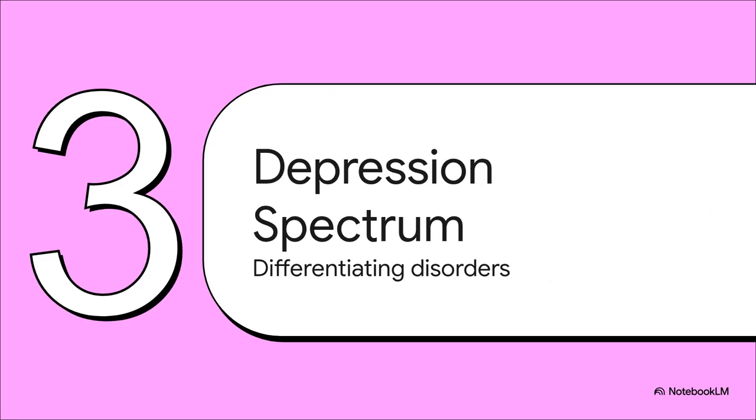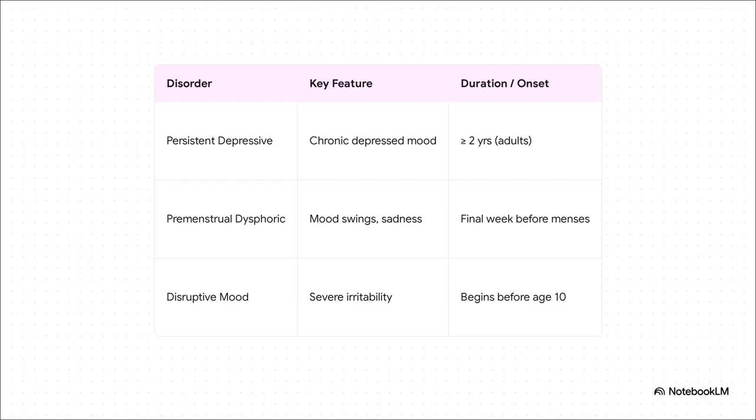Okay, so MDD is our prototype, but it's not the whole story. Now we need to look at the broader depression spectrum. Knowing how to tell these different disorders apart, well, that's going to be essential for all those tricky differential diagnosis questions they love to put on exams. This table right here is your cheat sheet. It really all comes down to the main feature and the timing.